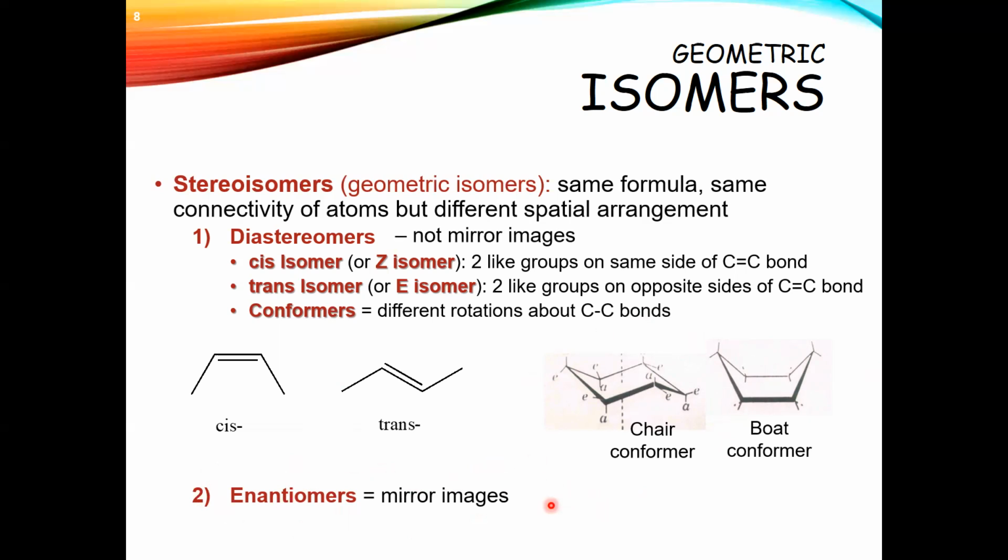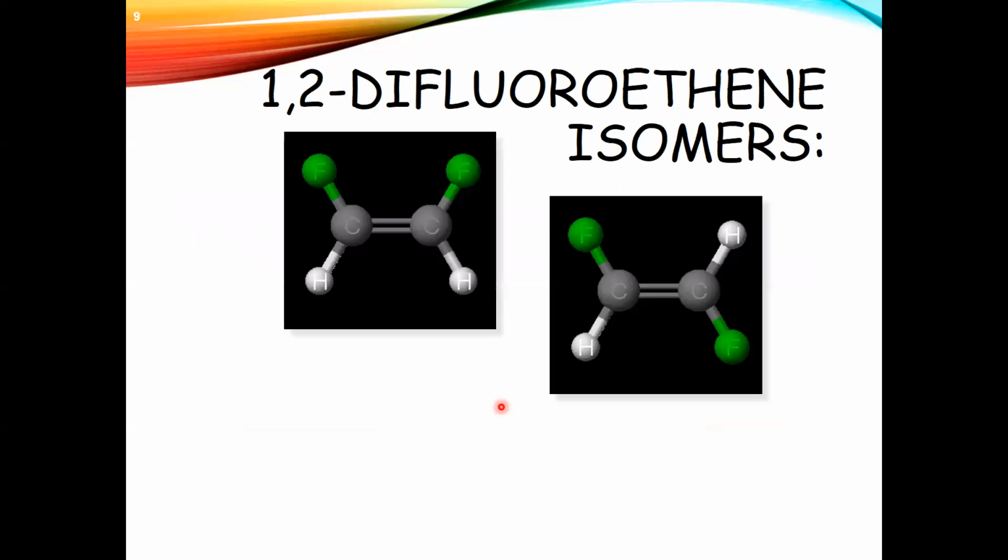There's one last type of stereoisomer known as the enantiomer, which is where you have mirror images of molecules. So we'll get into enantiomers in a sec, but first let's hang out with the cis-trans guys for a little bit.